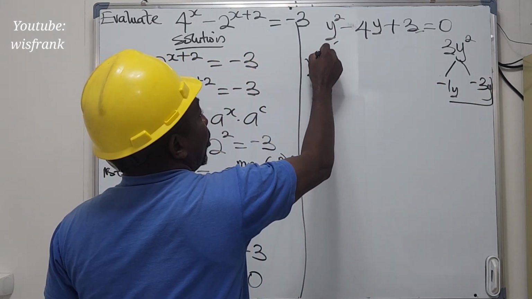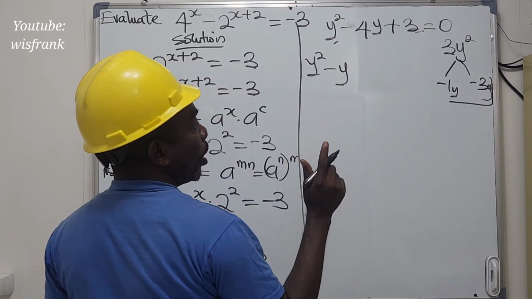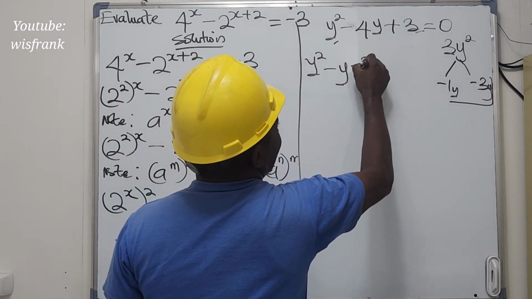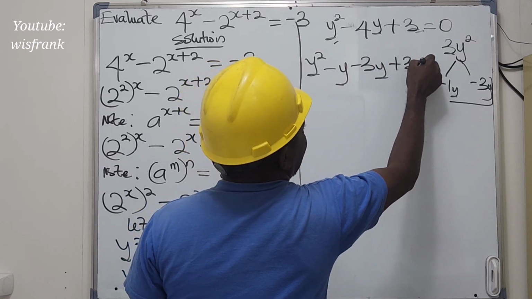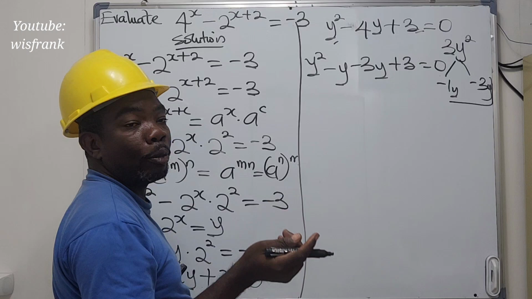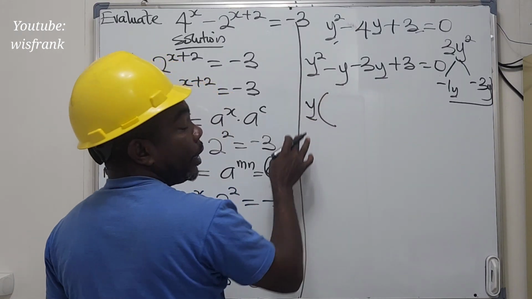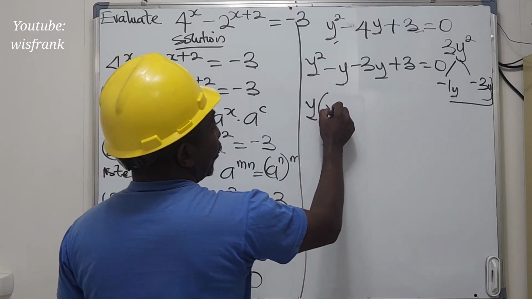So we have y to the power of 2 minus y. In this case, we are going to write y, not 1y. Then we have minus 3y plus 3 equals 0. So we have y here and we have y here. They are common, so we factor it out. So we have y, and dividing y to the power of 2 by y gives us y.